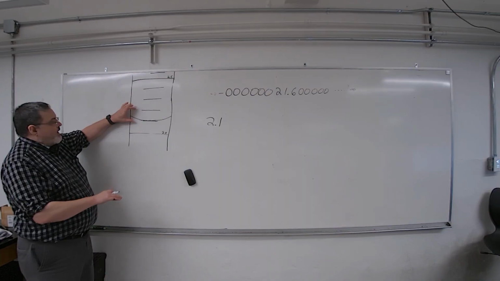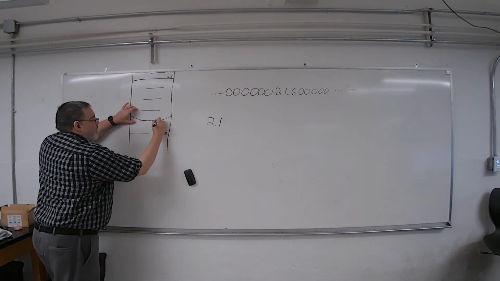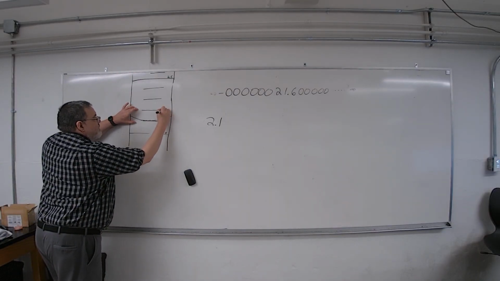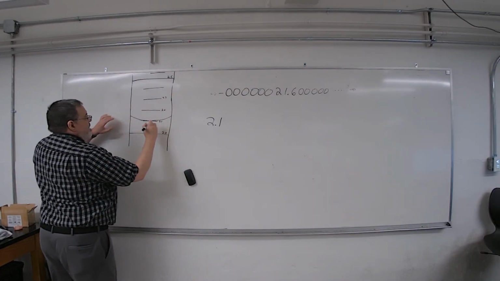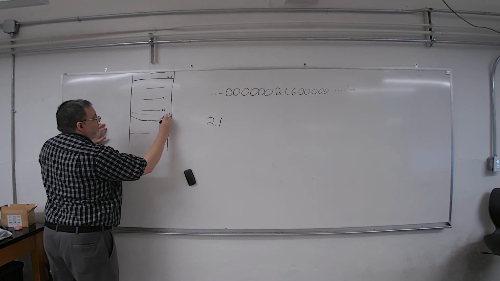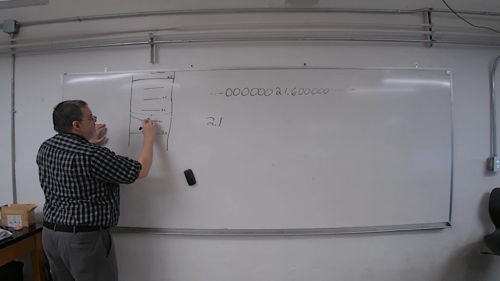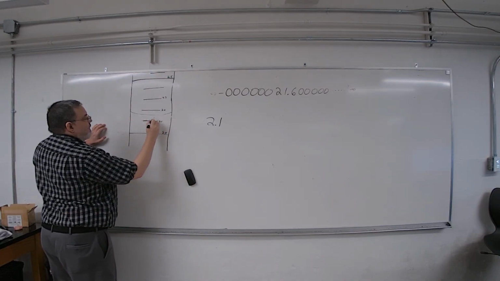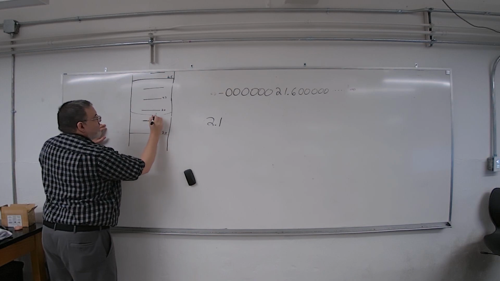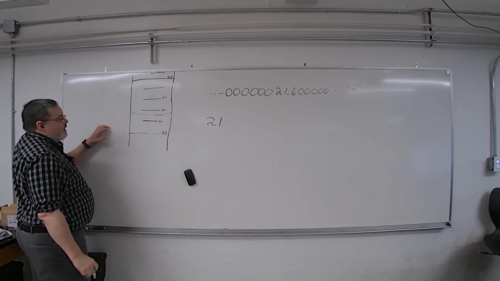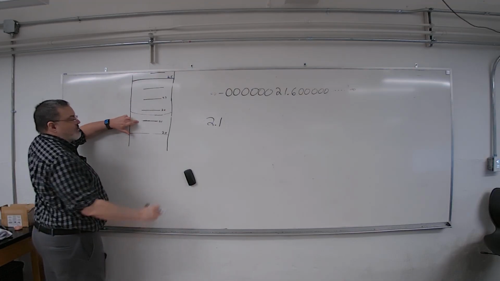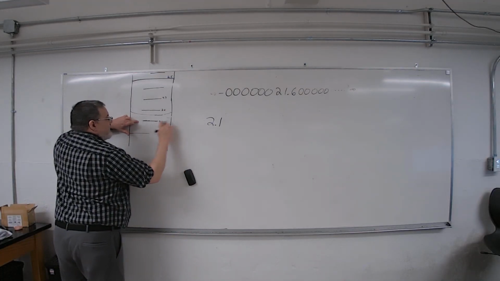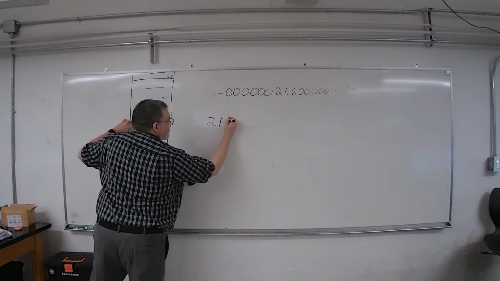This is 2.1. This is 2.2. This is 2.3. And in my other example where we had a meniscus like this, there's 2.0, 2.1, 2.2, so you would write down your 2.1. And then to estimate this last one, you would put the 6 there.